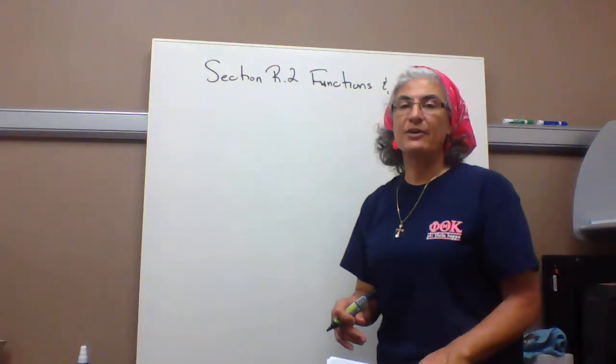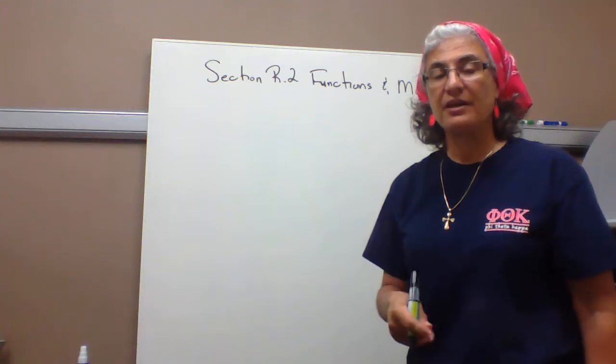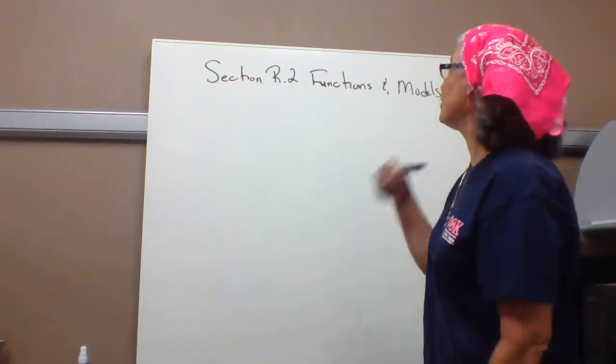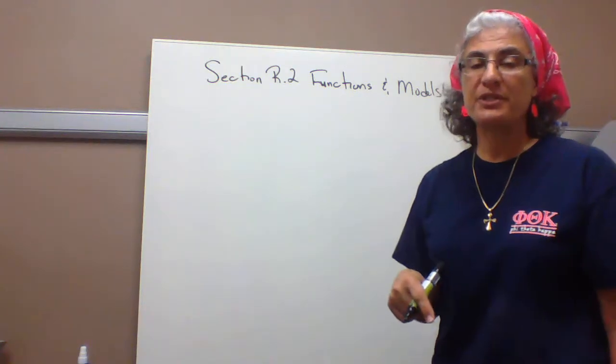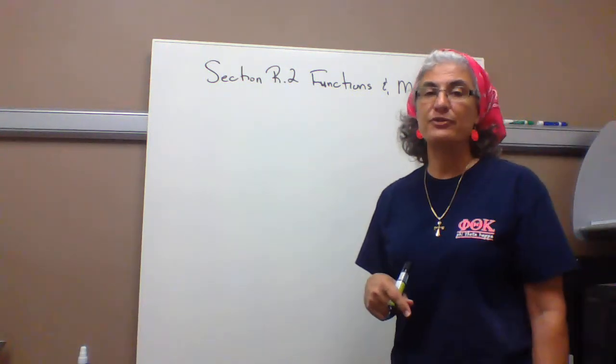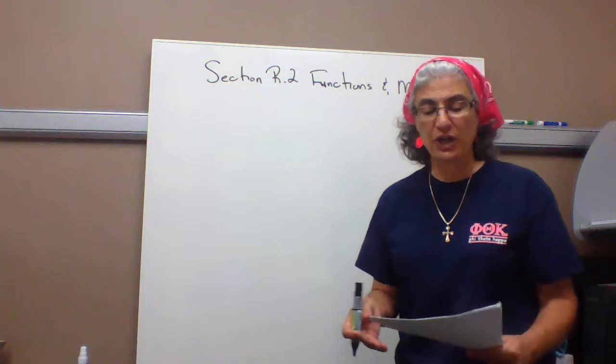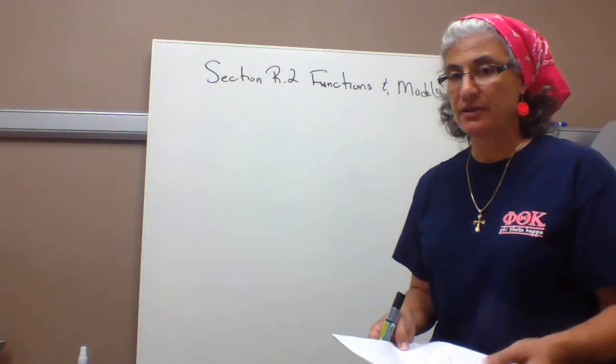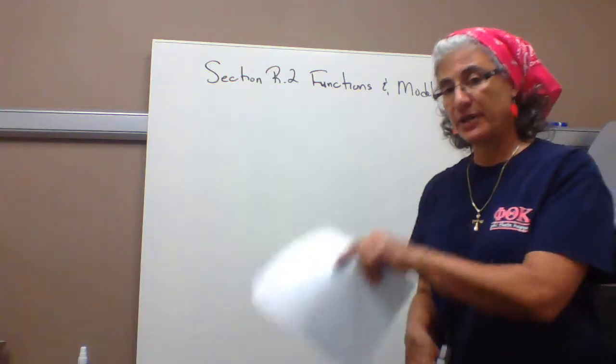So hello, now we're getting into the next section of chapter R, which is a review chapter. It's called Functions and Models. In this particular section, we're going to learn how to identify functions. One thing to remember about the definition of a function: for every input, there's only one output.